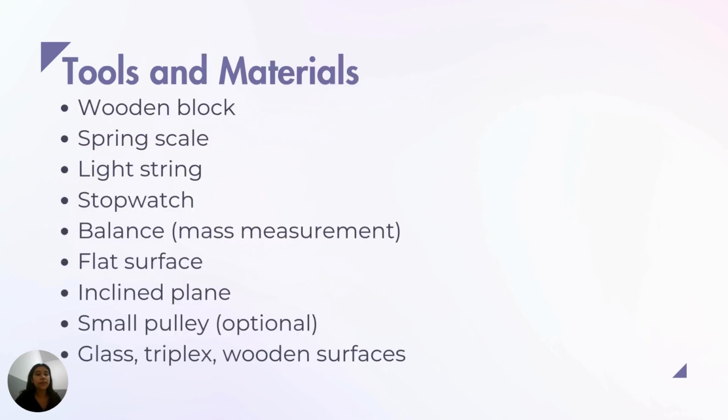Now, tools and materials. First is a wooden block, spring scale, string, stopwatch, balance or measurement, flat surface, inclined plane, small pulley is optional, and glass or triplex wood surface. But in this experiment, we use a triplex.